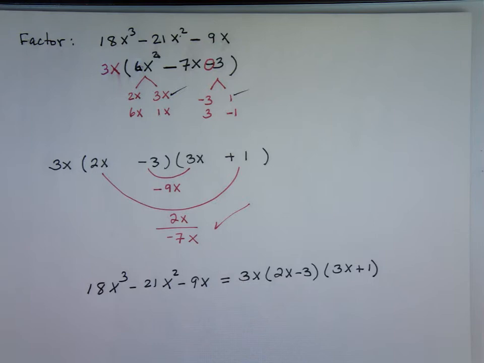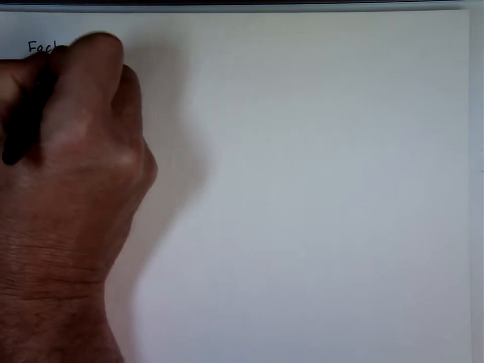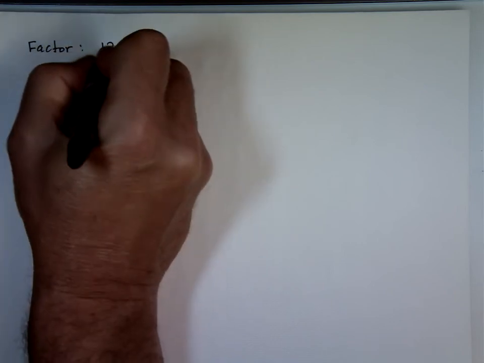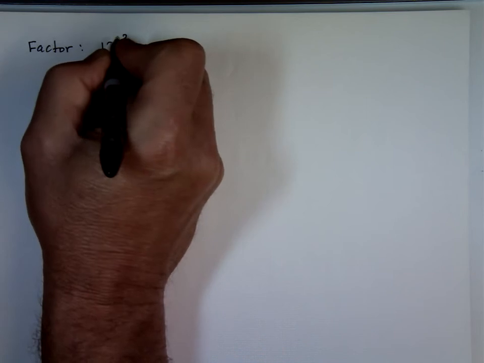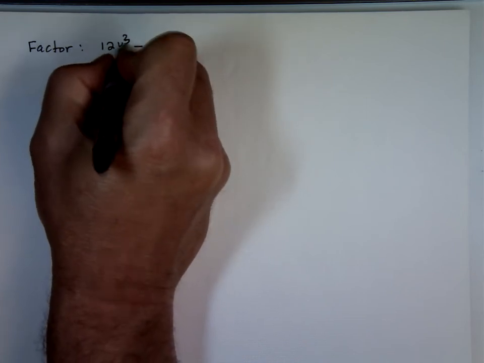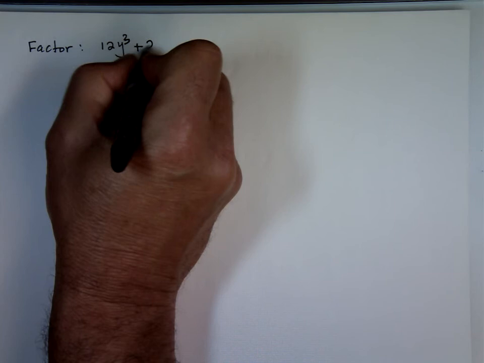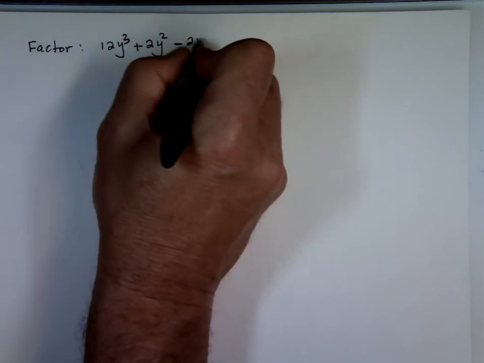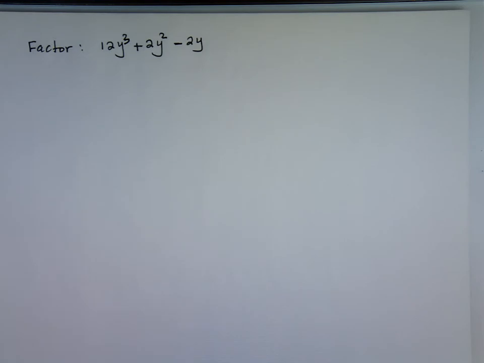Let's try another one. Factor 12y cubed plus 2y squared minus 2y.